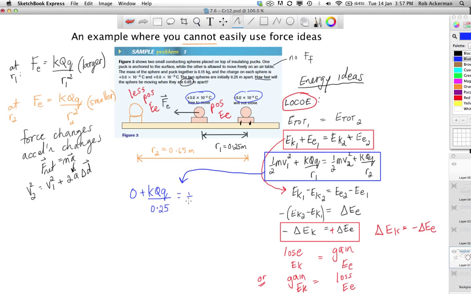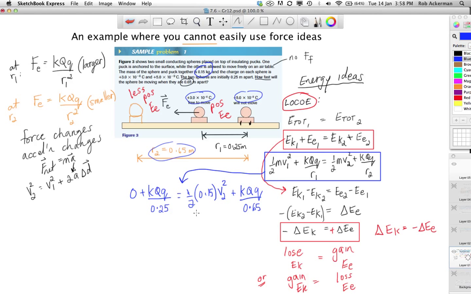is going to be equal to a half of the mass. Now, what was the mass here? I think they said 0.15 kilograms times the final speed squared, plus, once again, K, big Q, little q, over R2, which is this number here, 0.65 meters.